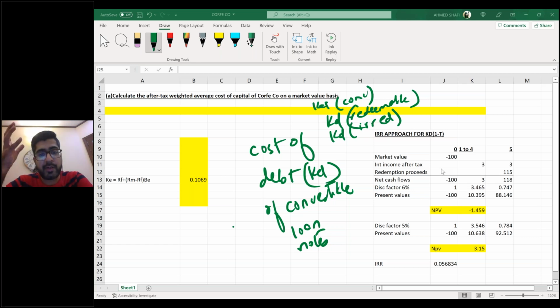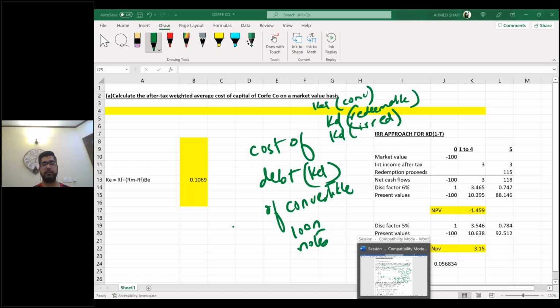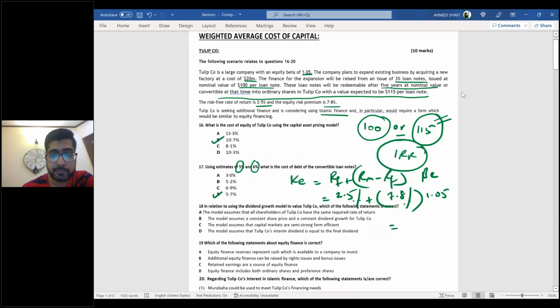Safola, it's not being redeemed at 100. It's being converted at 115. So Sanaullah, your working is wrong. But you are using a calculator and saving time and getting the wrong answer, so there is no use of your calculations. Here the answer is 5.68%. How can the answer be B? Please tell me.